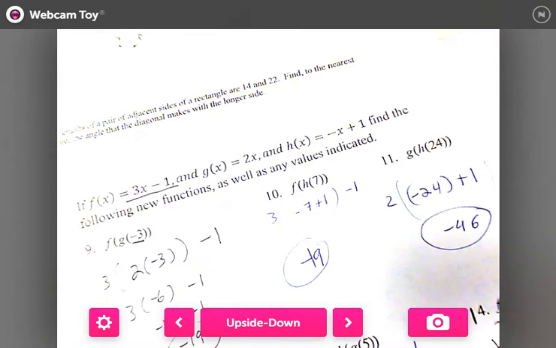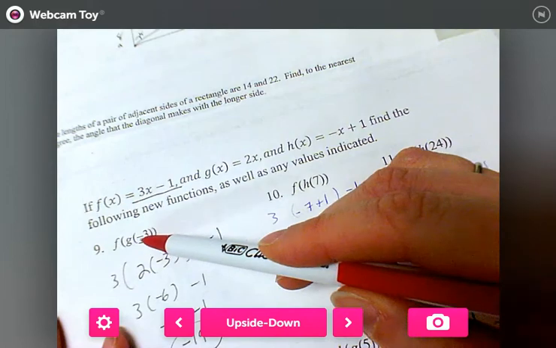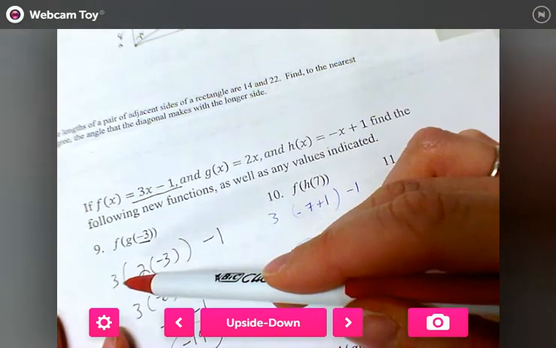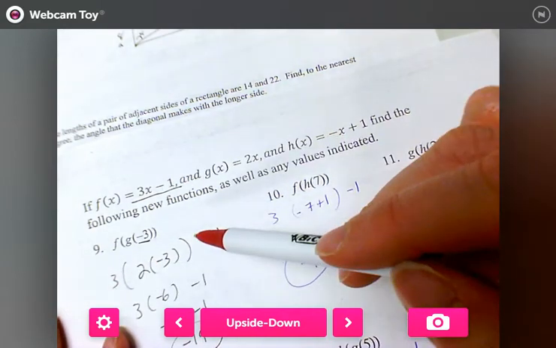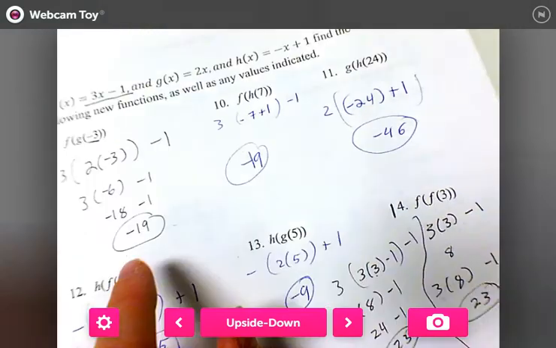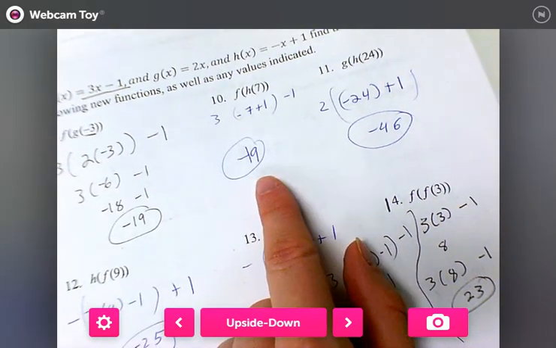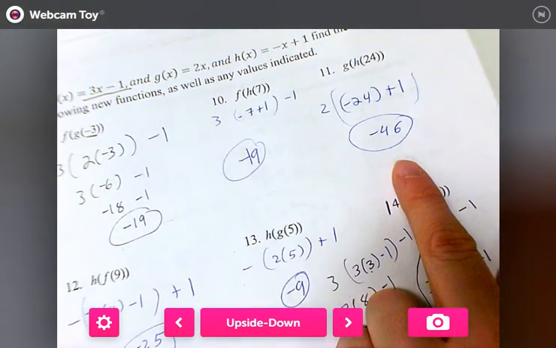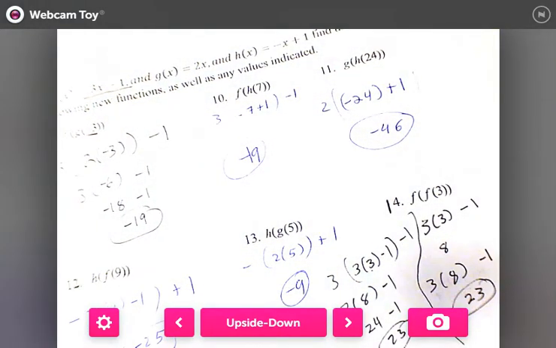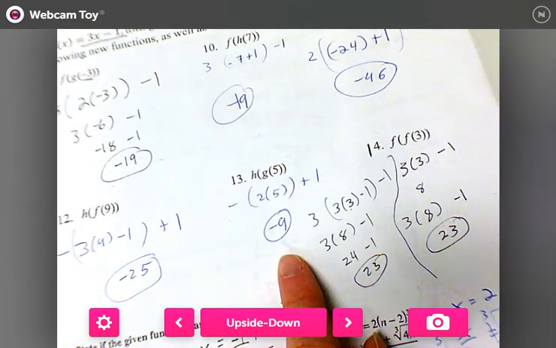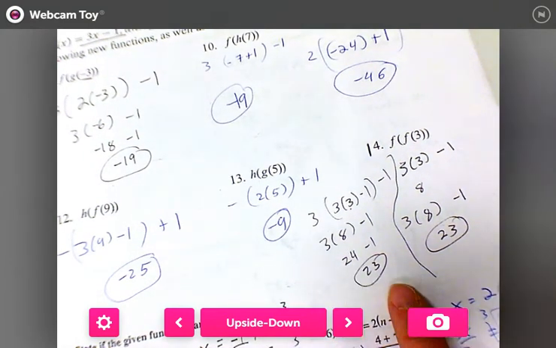Remember we showed these all could be two ways. You can just stick in the inner part into the first equation, and then whatever answer you get, stick it into the next equation, or you could try to put them all together at once like I do. 9 is negative 19. 10 is negative 19. 11 is negative 46. 12 is negative 25. 13 is negative 9. And 14 gives me 23.